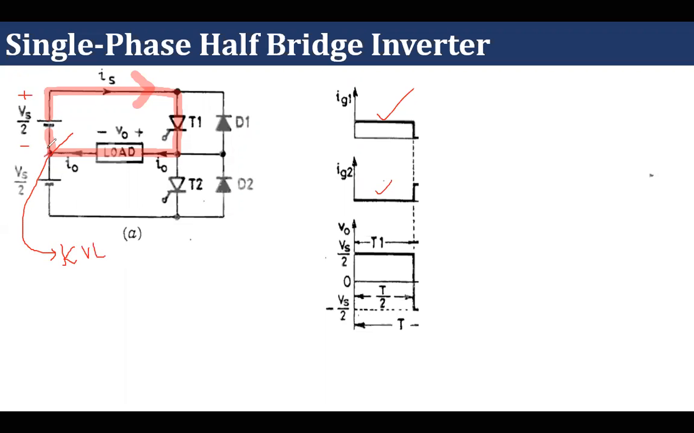Okay, so I am starting from this point to write the KVL equation. Firstly I am getting a negative sign, so I am writing minus Vs upon 2. Then from here to here to here, this device is short circuited, and so nothing. I'm considering the ideal situation, that is zero voltage drop across the device.